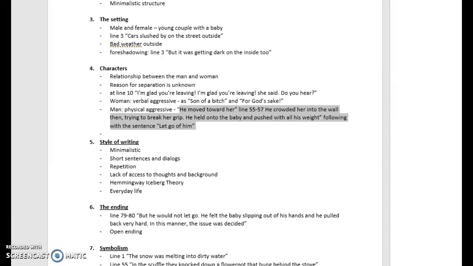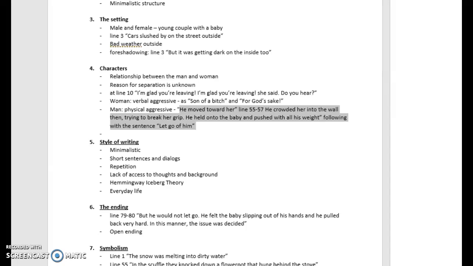For example, at line 3, "but it was getting darker on the inside too." So here the reader kind of gets the impression that something is going to happen. Also, with describing the bad weather outside and then describing the bad weather on the inside, the reader gets the idea that something is going to happen, and it sort of gives the story a negative tone.